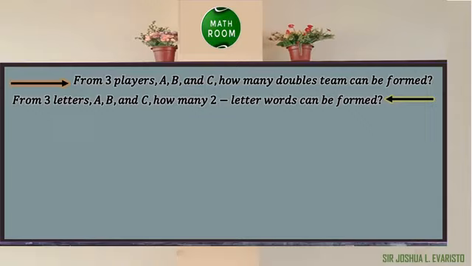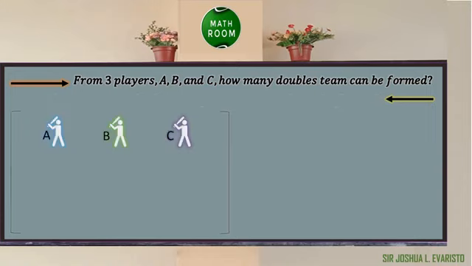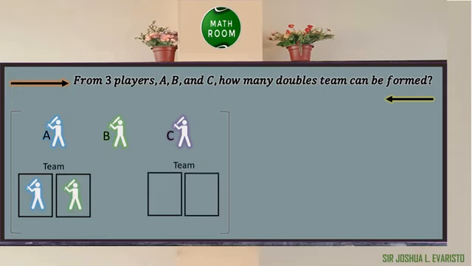Well, the examples are not the same. Let's try to visualize the two questions. Let's start with question number 1. Given 3 players, A, B, and C, we will form a double team, which means 2 players in one team. Let us say that we choose player A followed by player B. What if we change the order? We choose player B first, followed by player A. Do we have the same team? Yes, the team AB is the same as the team BA.